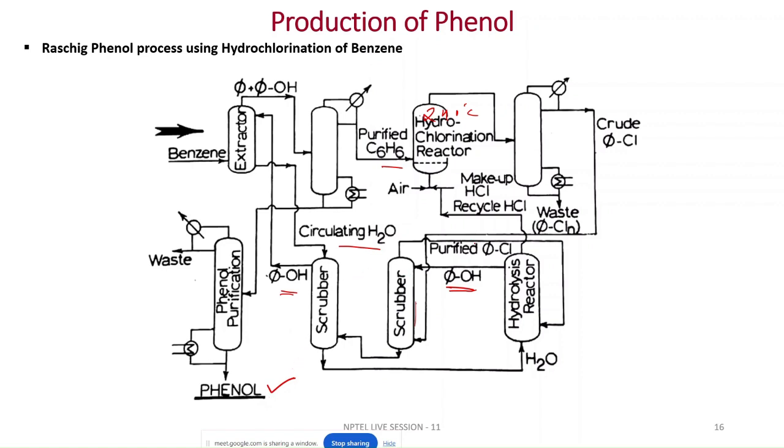So this is a very simple method, but the process flowchart is looking very complicated, though it is not complicated as of now. It is very simple if you remember the two main reactions: one is the hydrochlorination reaction occurring in this reactor, and the second part is the hydrolysis process occurring in this reactor. The other part is what the reactants and the products are. So you can simplify this whole flowchart, which looks a little bit complex, but it is not as complex as it seems.